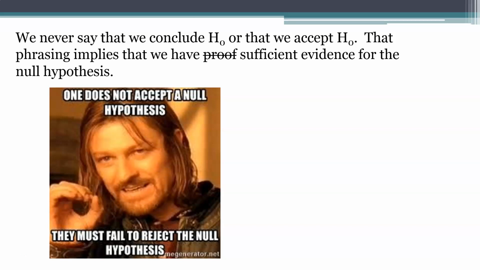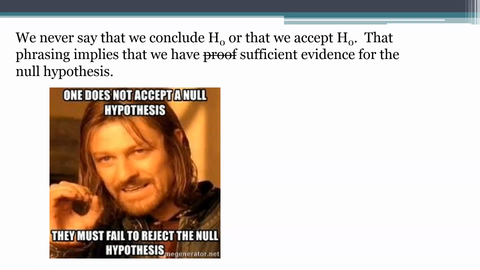And this is a common thing we talk about in statistics, so there's a ton of memes about this online, and I'll apologize in advance. I put a few of them in this presentation. I couldn't resist. And here's the first one. You do not accept a null hypothesis. Instead, you fail to reject the null hypothesis.